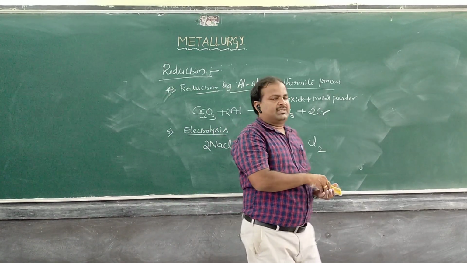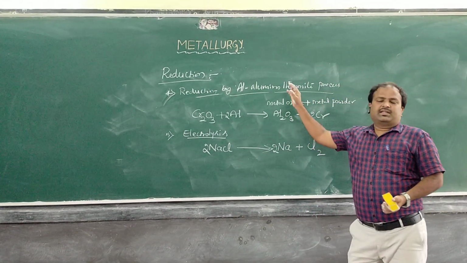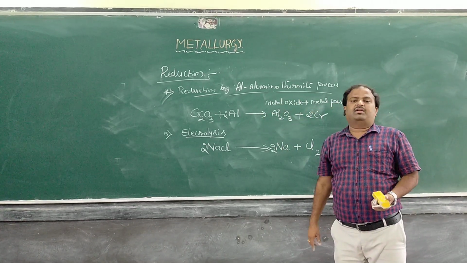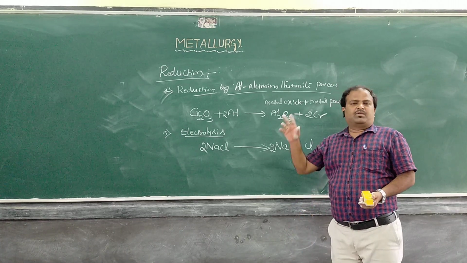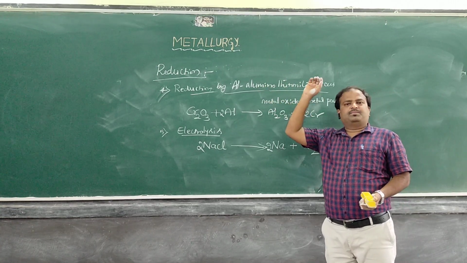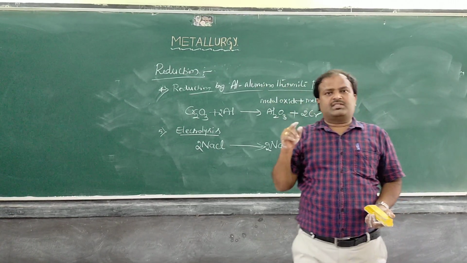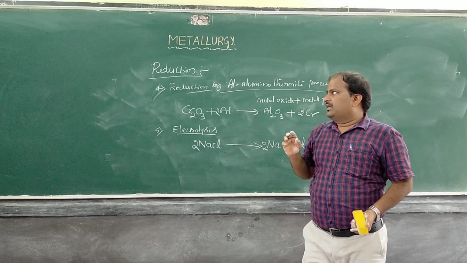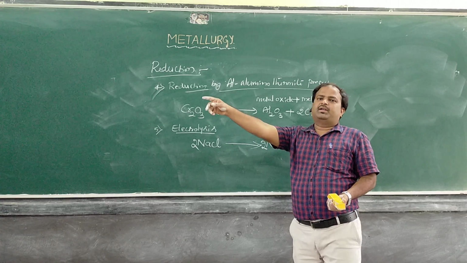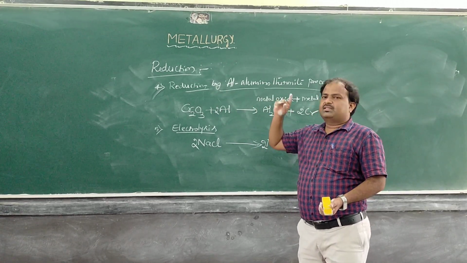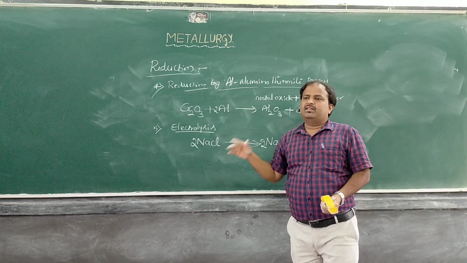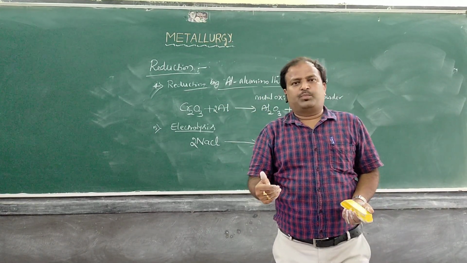So these are the reduction methods. In this class we studied the third step, that is extraction of crude metal from concentrated ore. It involves two sections. One is conversion into oxide, which consists of two processes, calcination and roasting, and the second section is reduction of metal oxide to metal. Here there are two processes, smelting and reduction. So this is the third step in the metallurgical process.